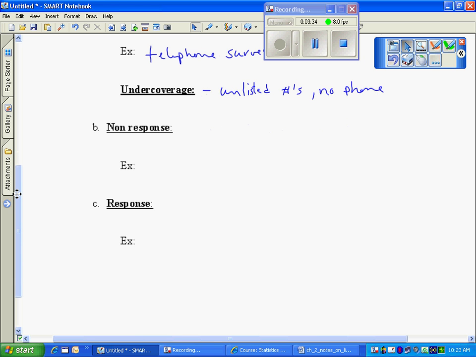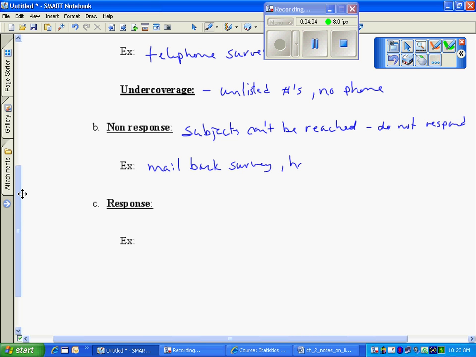Nonresponse is just that. They don't respond. So it might be that the subjects can't be reached, or they simply do not respond. So it might be a telephone survey or a mail-in survey, and you don't mail it back. You fail to mail back your survey. You hang up the phone, so you never responded to their survey.